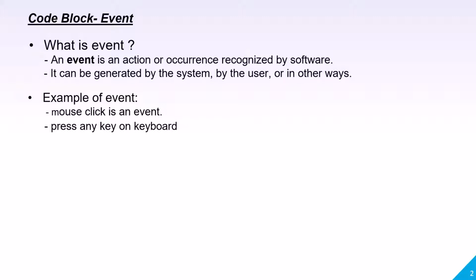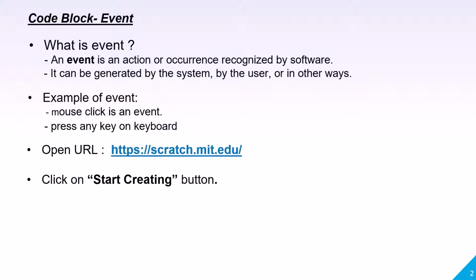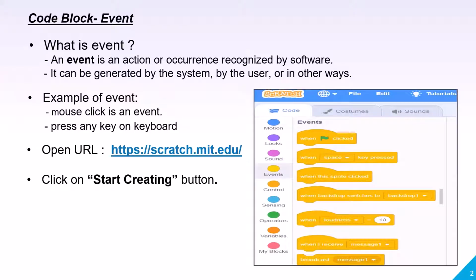Now we learn how to open the editor. If you type the URL scratch.mit.edu in your web browser, then one page will appear. In that page, you will find a start creating button. If you click on that button, you will get the following page. Inside that page, under the code section, if you click on event, the following event blocks will appear. We'll discuss all the event blocks in detail.